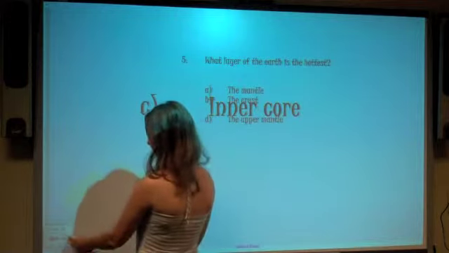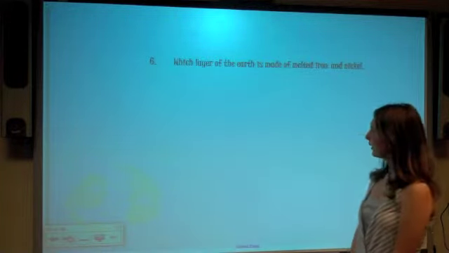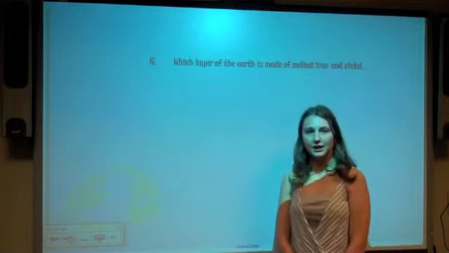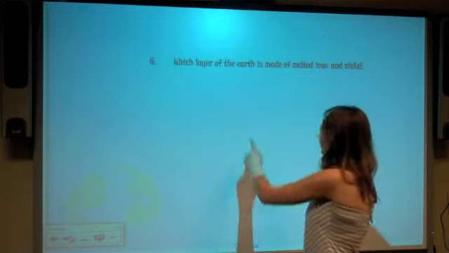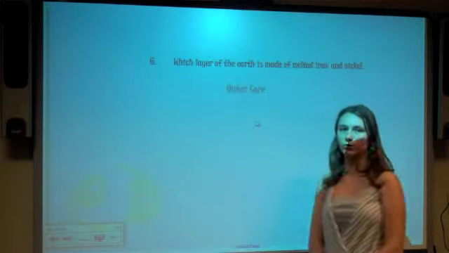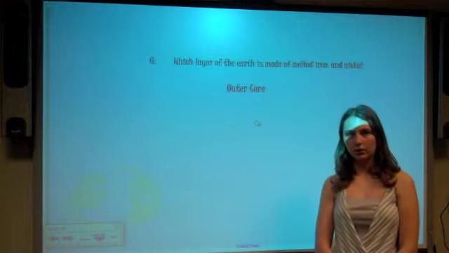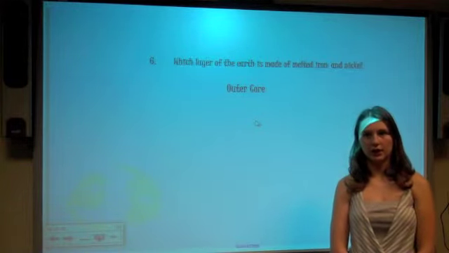Which layer of the earth is made of melted iron and nickel? That is going to be the outer core, because remember, the inner core is made of solid iron.